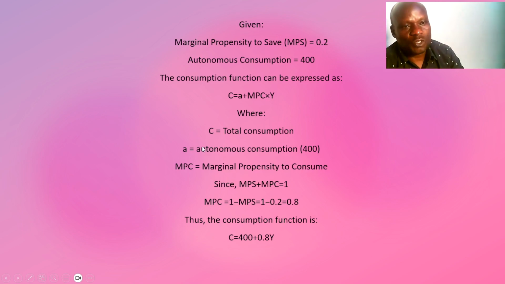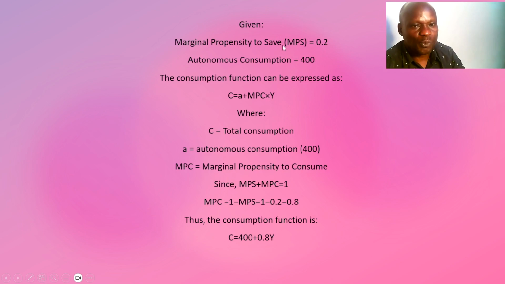Then there was this question. We were given a marginal propensity to save of 0.2, and autonomous consumption of 400. Now, in this question, I've provided the solution as it is. I want to explain it, but you'll need to take a paper and pen and try to work it out to see if you get this.